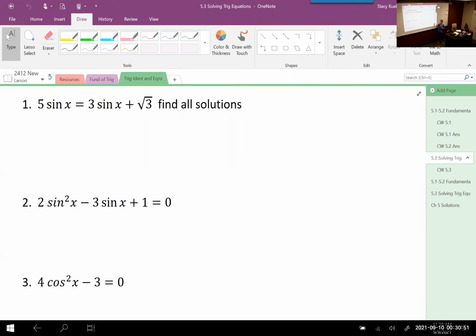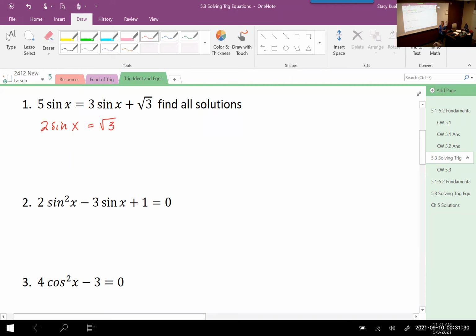2 of those terms are the same trig function, right? They're both sines. And then the other one is just a number. And so when I think about solving this, let's say I had 5x equals 3x plus the square root of 3. What would I do? I would collect my like terms on the same side by subtracting, right? Same process here. So we are going to subtract 3 sine x from both sides to get 2 sine x is now equal to the square root of 3.